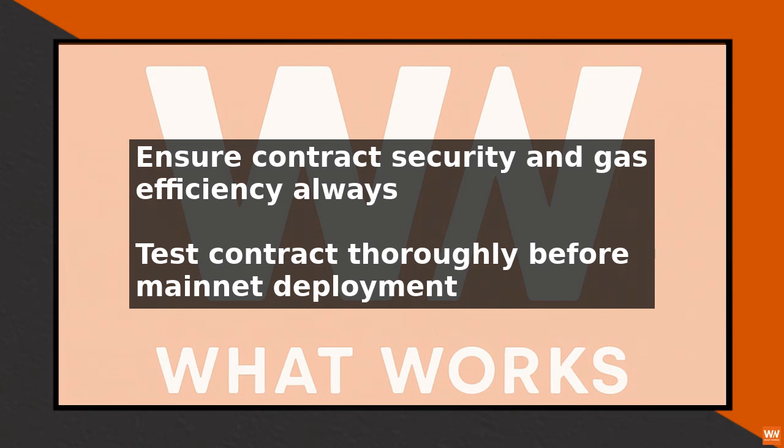Best practices for deploying a Uniswap price impact contract include ensuring the contract is secure and gas efficient. You should also ensure that the contract is properly tested and validated before deploying it to the mainnet.